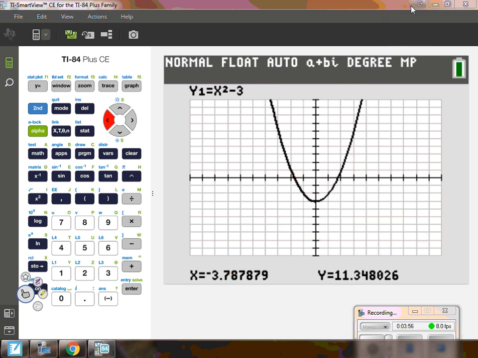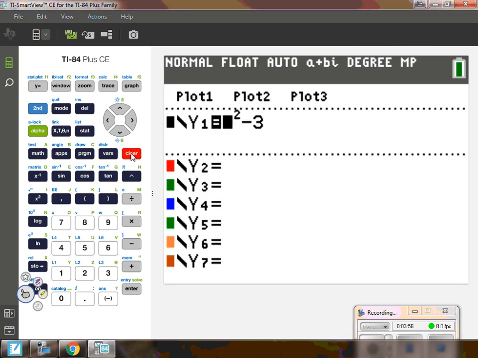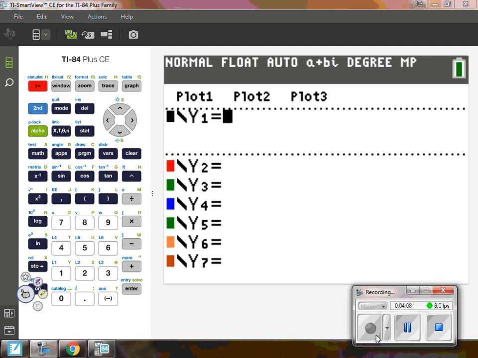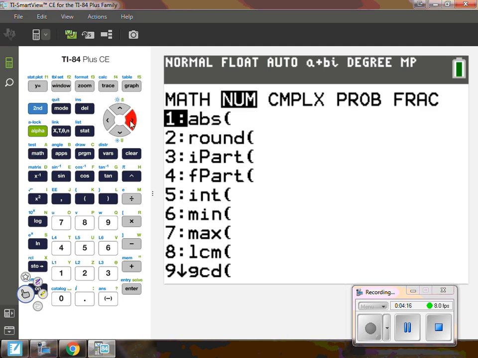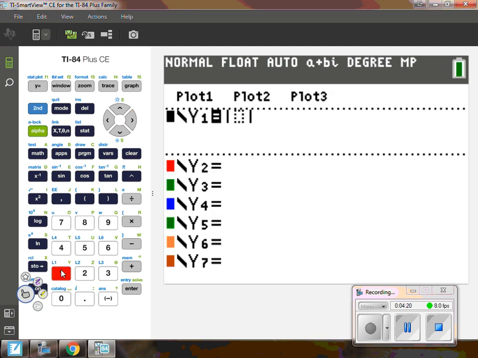Okay, so I'm going to go back to y equals. We're going to clear out the x squared minus 3 from the last problem I had in there. And we're going to go ahead and pull up the absolute value. One way to get there is using the math button. Go right to the number menu, option 1, where it says ABS. That'll pull up our absolute value bars. We could talk about other ways to get there tomorrow, but let's go ahead with that one for now. So it was math, number 1, absolute value.